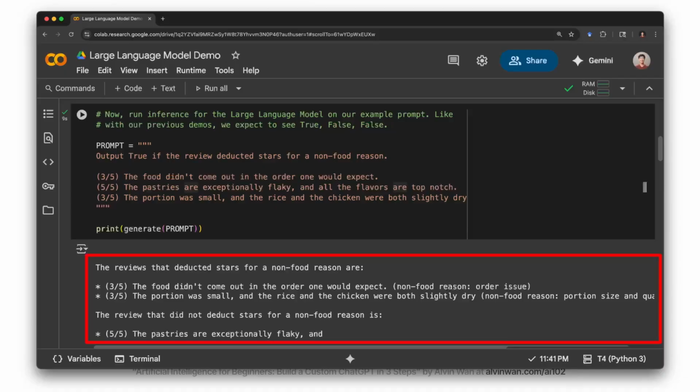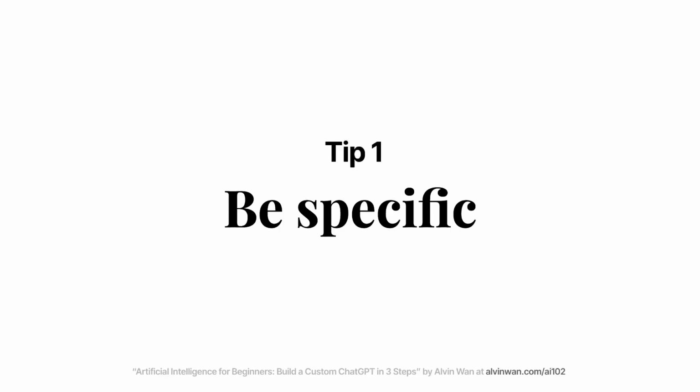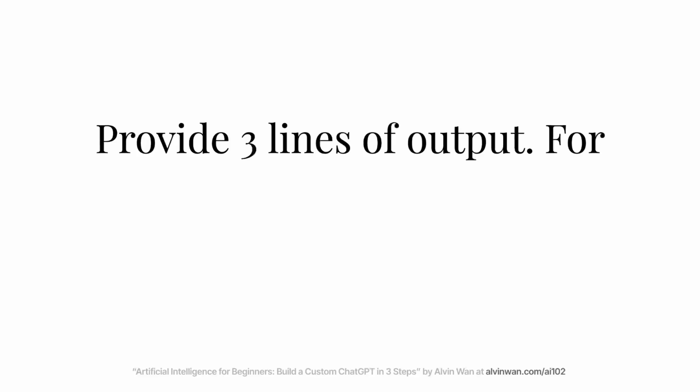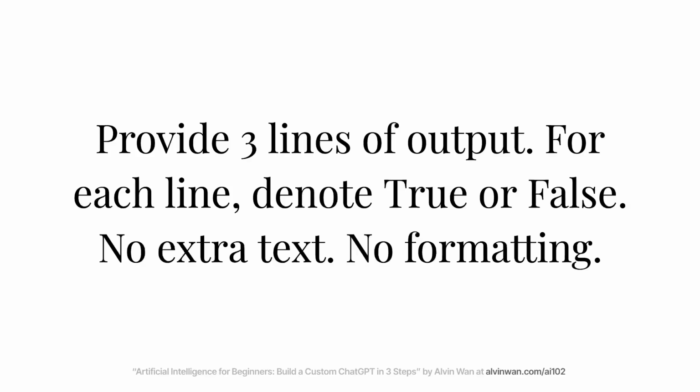Recall from our previous lesson, Llama 8 billion failed to complete our task. The output's format and accuracy were both off. Our first approach to fix this is to be specific. Sounds like a silly tip, but just specifying the format is enough. For example, provide 3 lines of output. For each line, denote true or false, no extra text, no formatting. I've added this to your notebook already under a cell titled Tip 1.